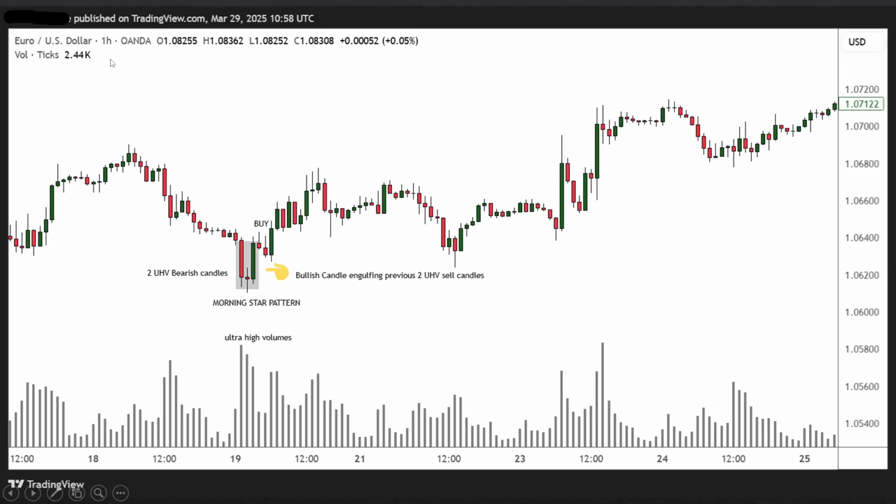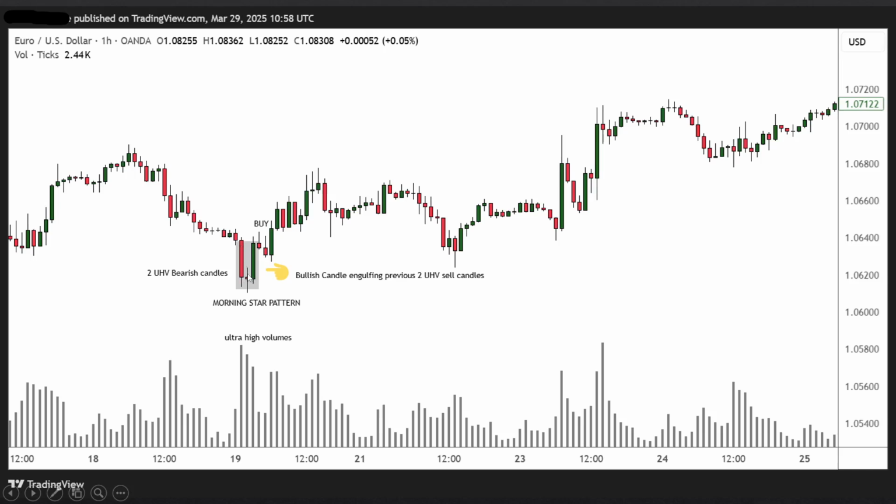Again, there is a EUR/USD chart, a bullish trend in the background. Then the market came down, then suddenly maybe some news came in, and there were two sell candles with an ultra high volume, especially this morning star pattern. When this morning star pattern gets ultra high volume, it is of huge importance. This whole pattern looks like a morning star pattern. So that is also a confluence factor as well.